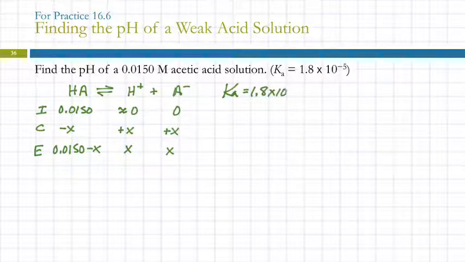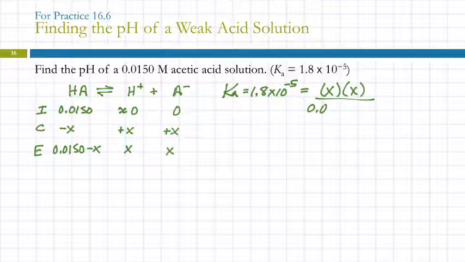Ka is 1.8 times 10 to the minus 5. And so that is the hydrogen ion concentration times the acetate ion concentration divided by the acid concentration. So that's X times X over 0.0150 minus X.